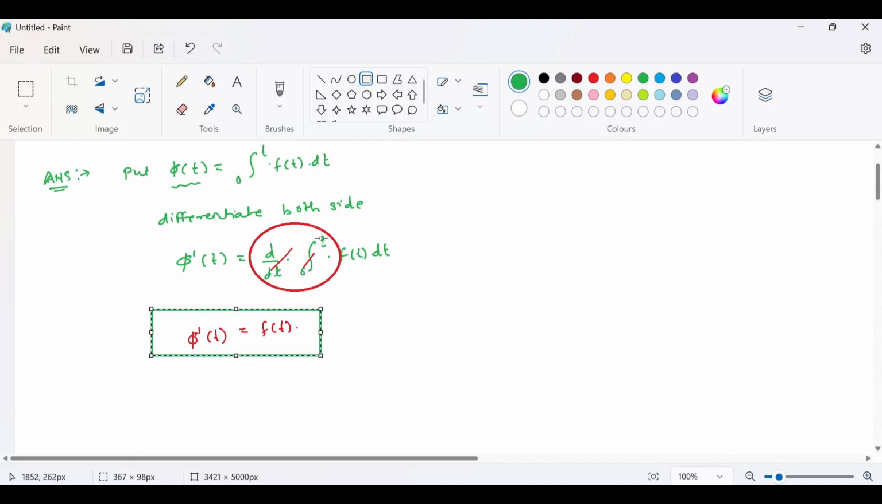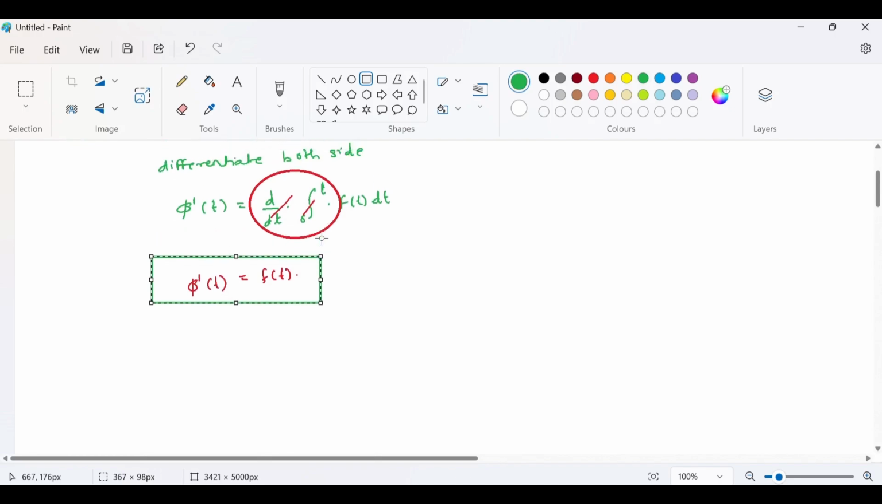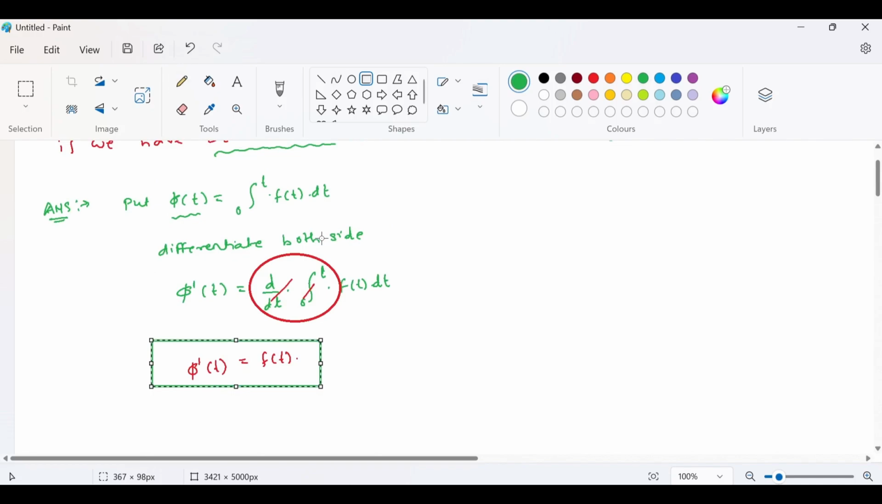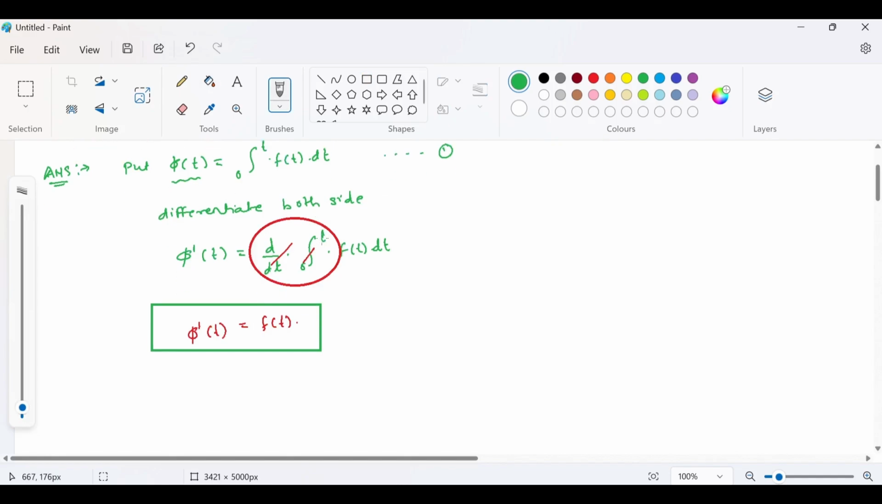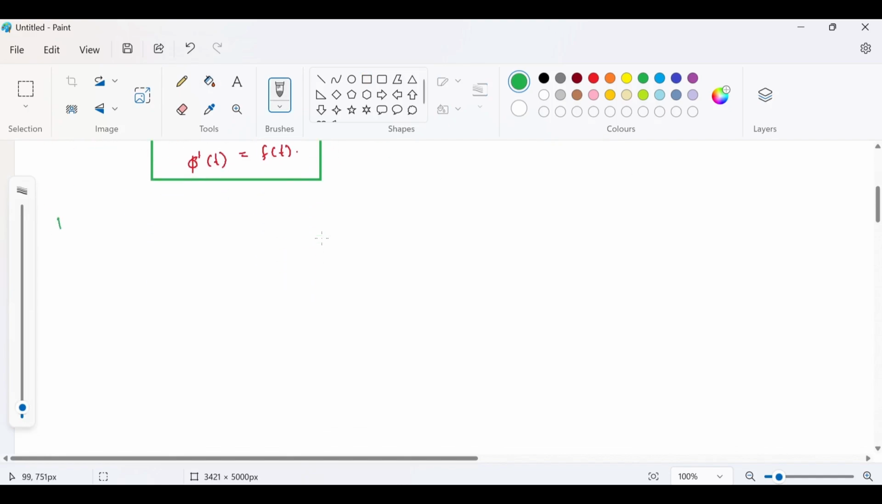Now before going ahead, let me mention this as equation 1. So I'm going to write, when t is equal to 0, then equation 1 becomes, what I will get? Phi of 0 will be 0, right?